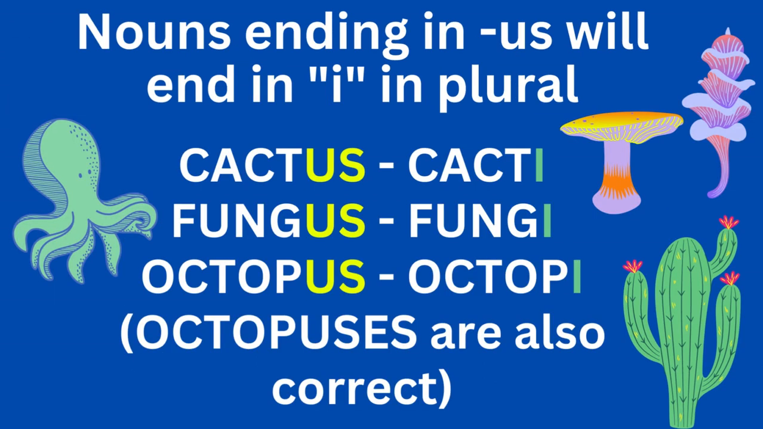When we have foreign words that end in I, we would also give them a different ending than s. They would end in I instead. So, one cactus, but two or more cacti. One fungus, but more fungi. And one octopus, but more octopi. However, here you can also say octopuses.